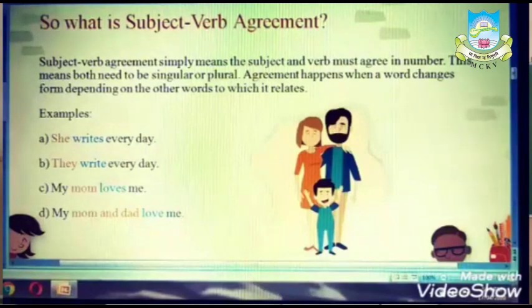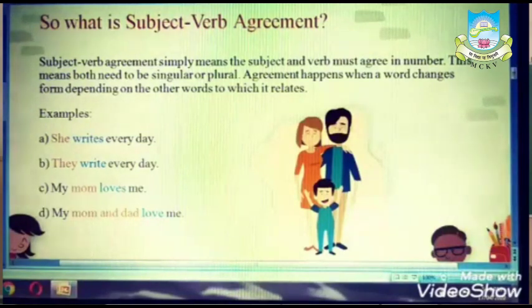She writes every day. They write every day. My mom loves me. My mom and dad love me. Now, reading these sentences, you can understand the basic rule that I have just told you, which is a singular subject takes a singular verb and a plural subject takes a plural verb.